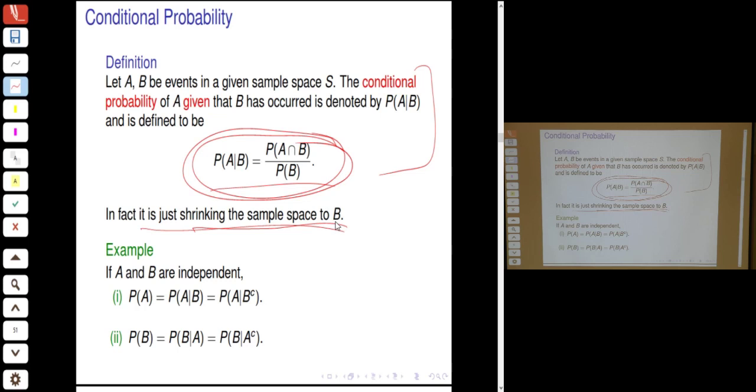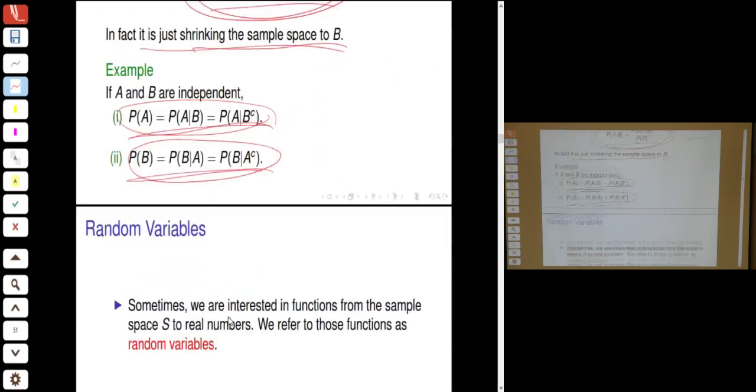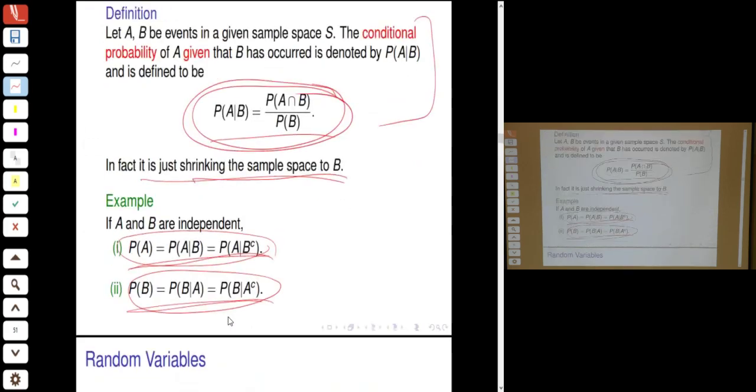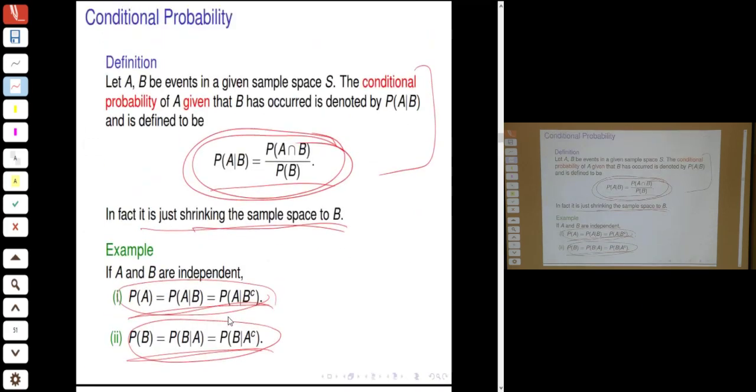Here are some examples of properties of independence. If A and B are independent, then probability A equals probability A given B equals probability A given B complement. Probability B is equal to probability B given A, which is equal to probability B given A complement. Any questions about conditional probability?